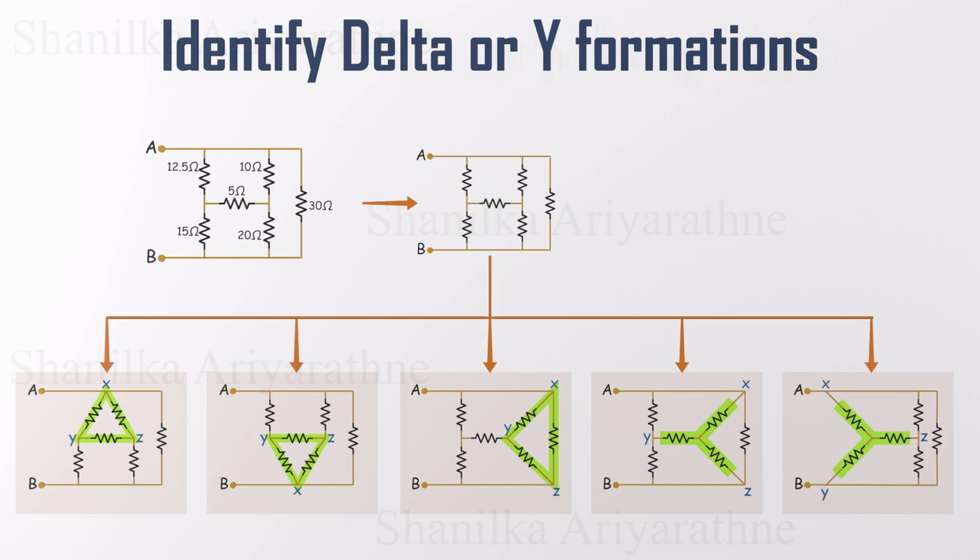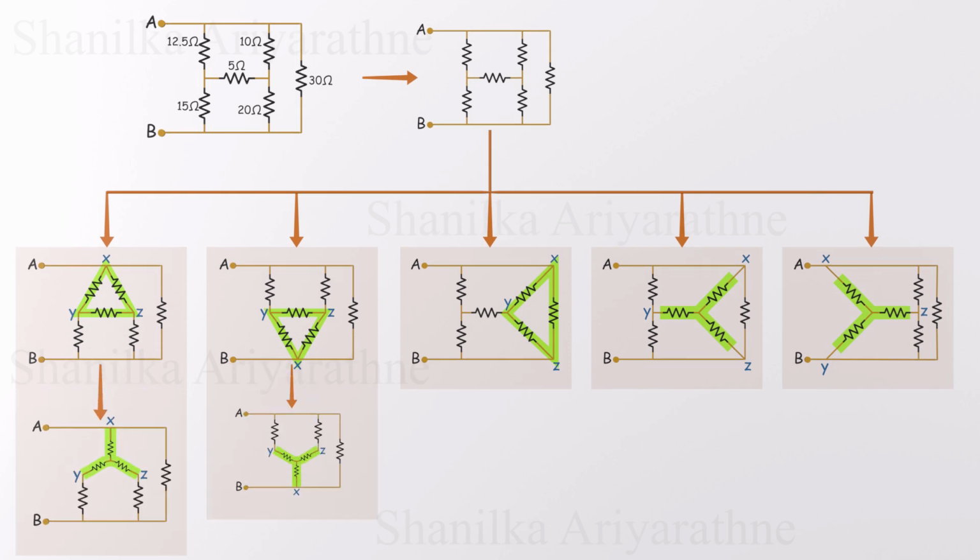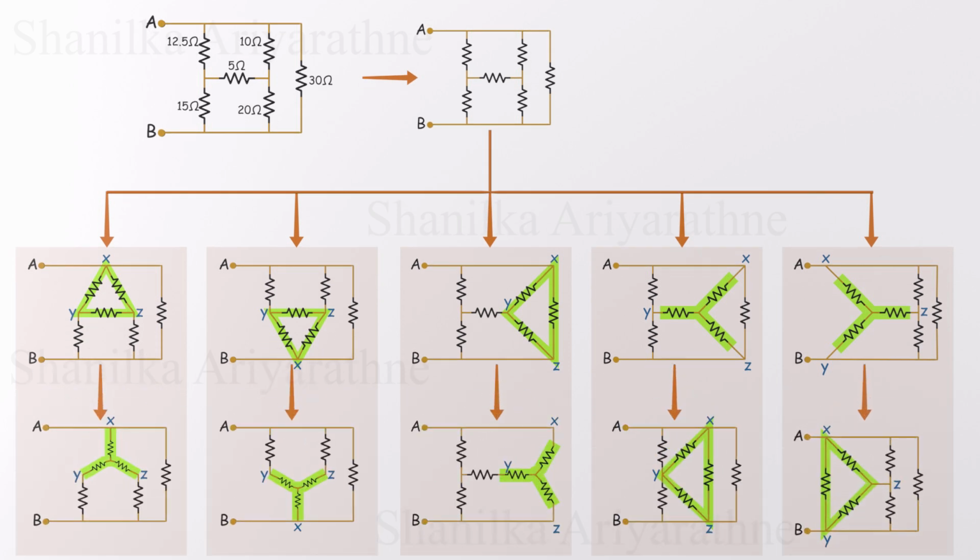The beauty of this is that each delta can be transformed into a Y, and each Y can be converted into a delta. Identifying these formations is the key to unlocking a complex-looking circuit. Once you spot them, you open up multiple paths to simplify and solve what initially seemed unsolvable.